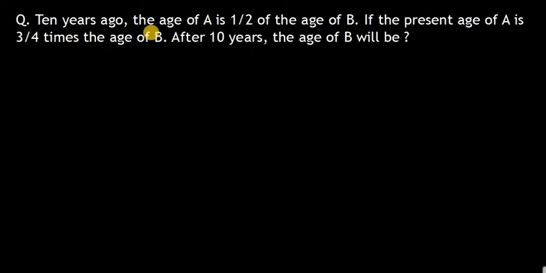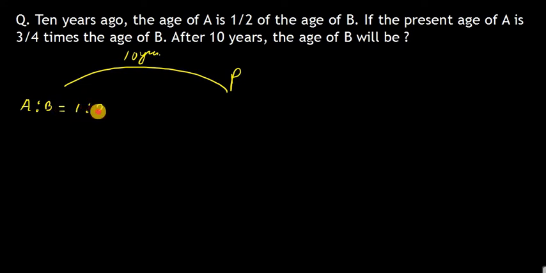10 years ago, the age of A is half of the age of B. If the present age of A is 3 by 4 times the age of B, after 10 years the age of B will be what? So this is the present. The age of A is, 10 years ago, the age of A is half of the age of B. 10 years ago, A to B, A is half of B, B is double of A, so 10 years ago.